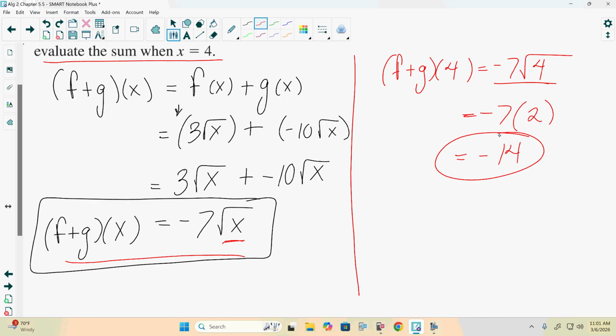So really when it asks me to find f plus g of x and then evaluate when x is 4, we find out what f plus g of x is, plug 4 in for x, and we're done. Questions on this here?